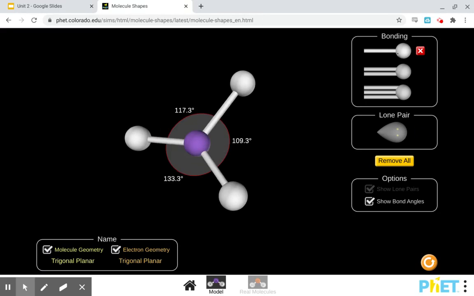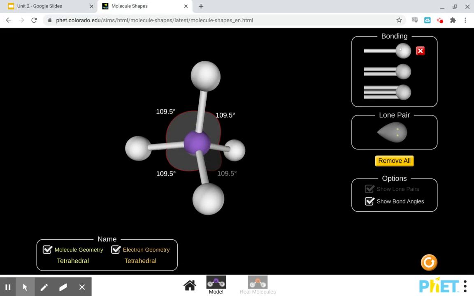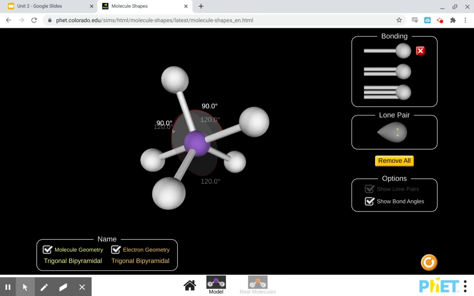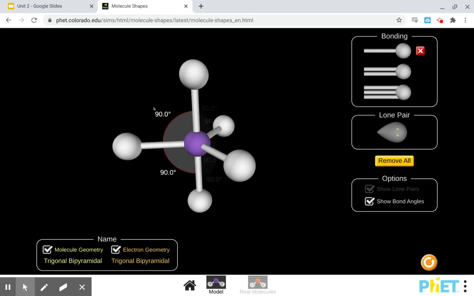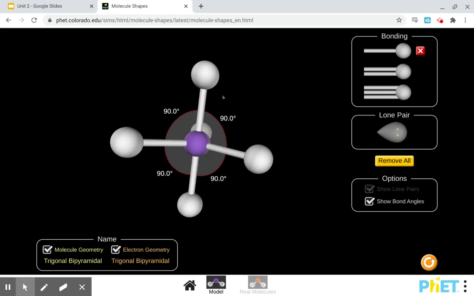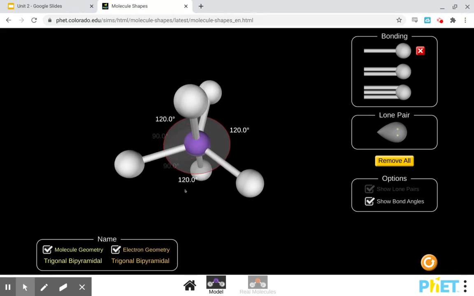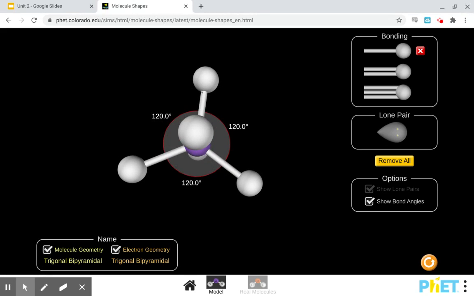So let's go back and take a look at the trigonal bipyramidal framework. Now, what's interesting here is if we substitute a lone pair of electrons for an atom, the lone pair of electrons is always going to go into the equatorial position because it has greater distance from more of the atoms near it.